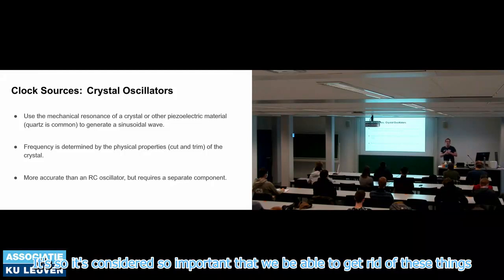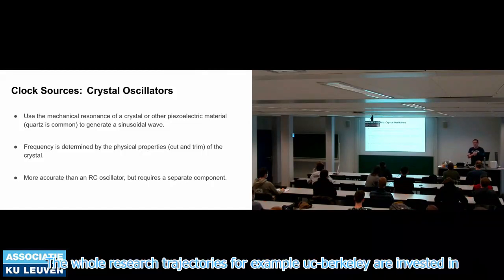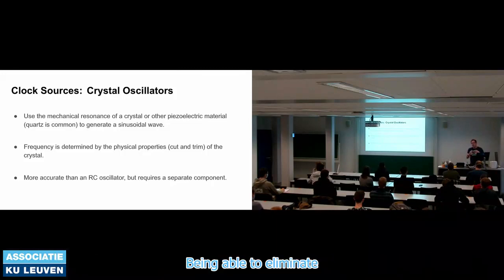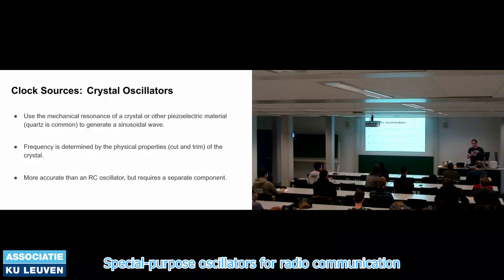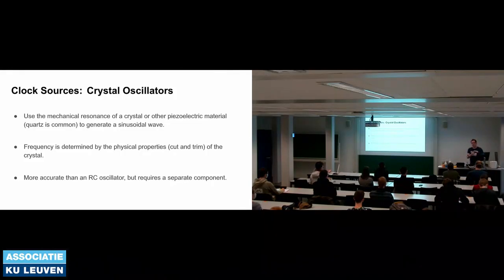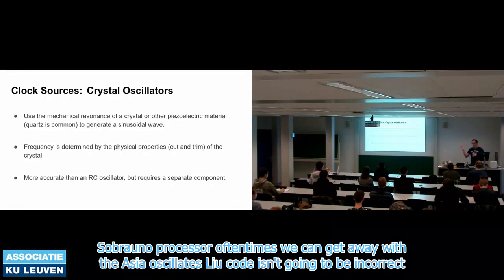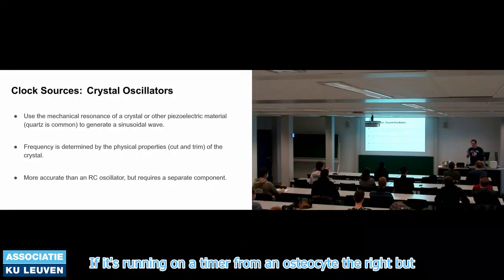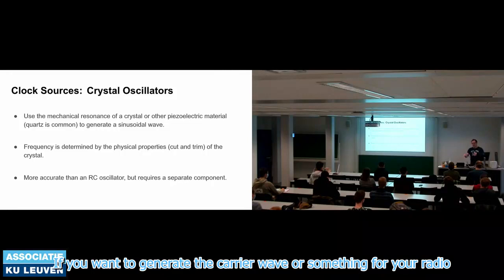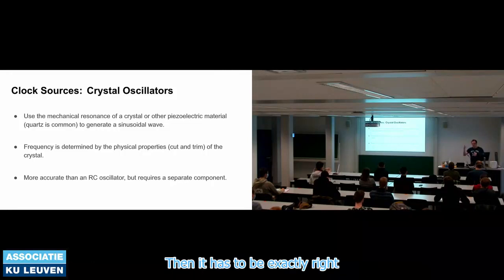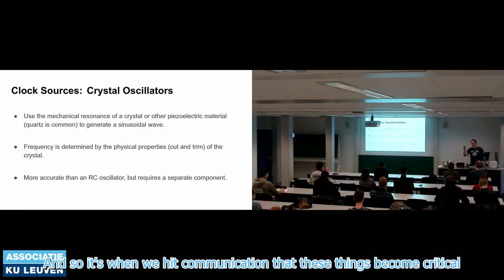It's considered so important that we be able to get rid of these things. The whole research trajectories, for example, at UC Berkeley, are invested in being able to eliminate special purpose oscillators for radio communication. So for our normal processor, oftentimes, we can get away with the RC oscillator. Your code isn't going to be incorrect if it's running on a timer from an RC oscillator, right? But if you want to generate a carrier wave or something for your radio, then that has to be exactly right. And so it's when we hit communication that these things become critical.